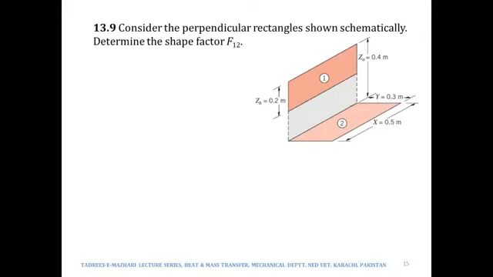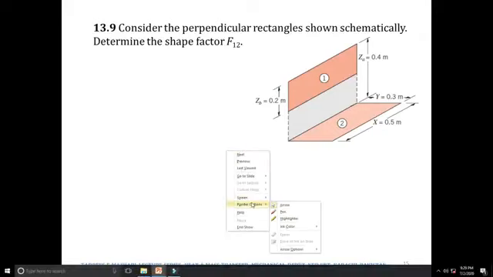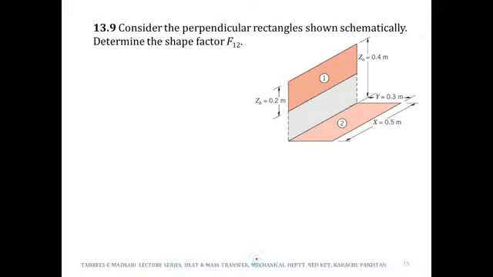Of course 1 and 2 will not be able to share the common edge because they have this grayish surface in between the two. So 1 and 2 will never share a common edge. However, what we can do is introduce a new surface over here, and call it 3. We can call this grayish surface 3.